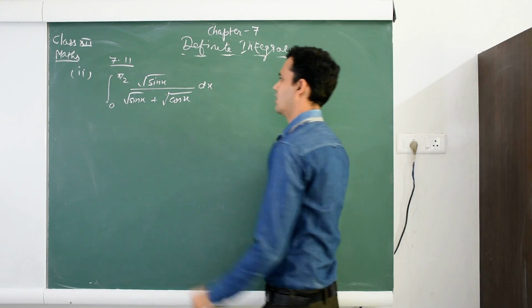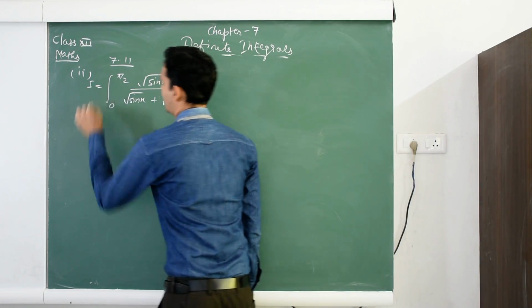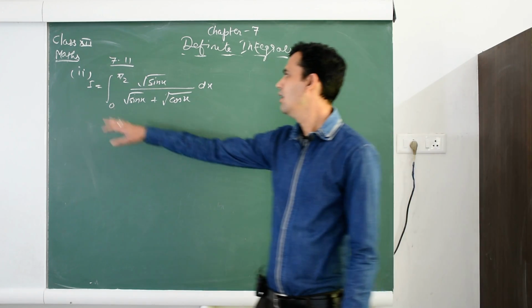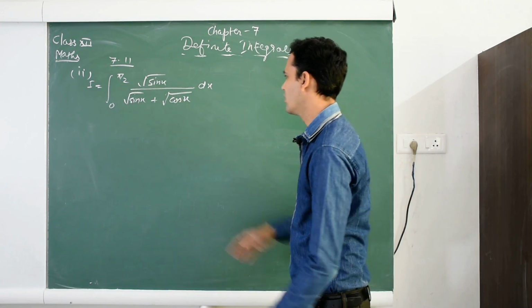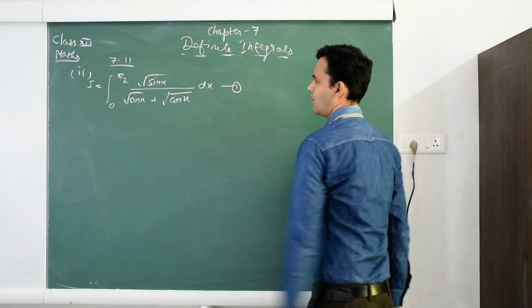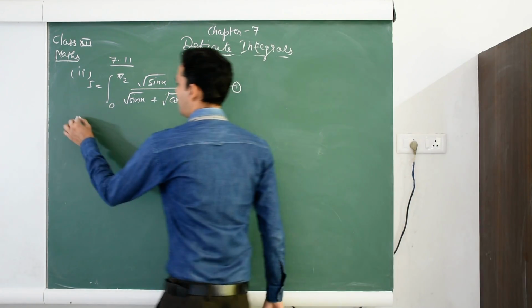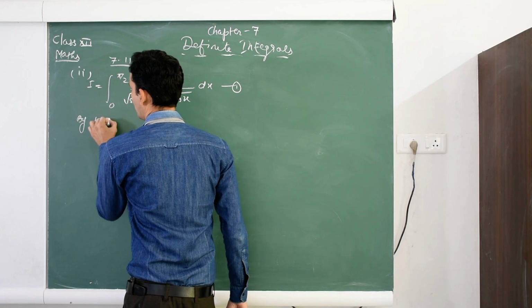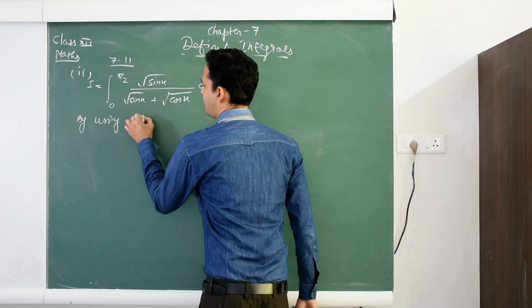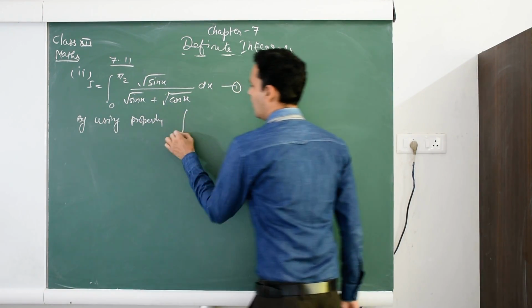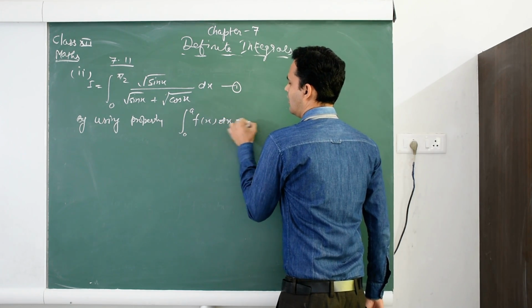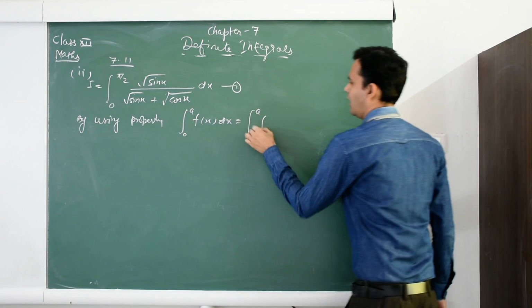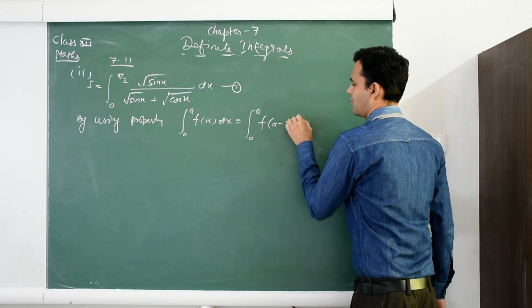This is the question. So we take I equals to integral 0 to pi by 2 root sin x upon root sin x plus root cos x dx. This is equation number 1. By using property 0 to a fx dx is equals to 0 to a f a minus x dx.